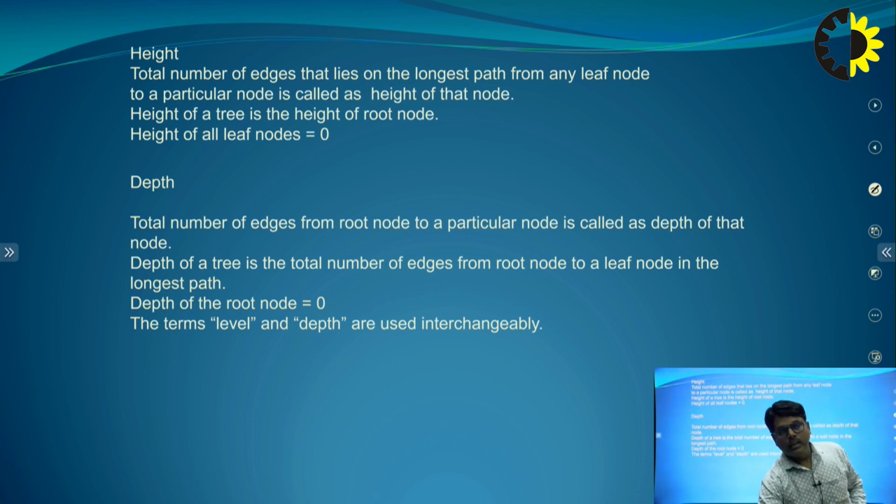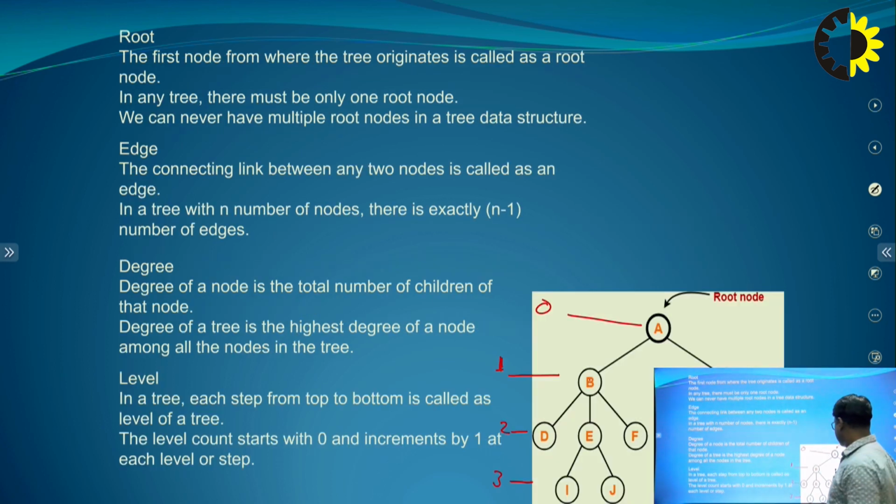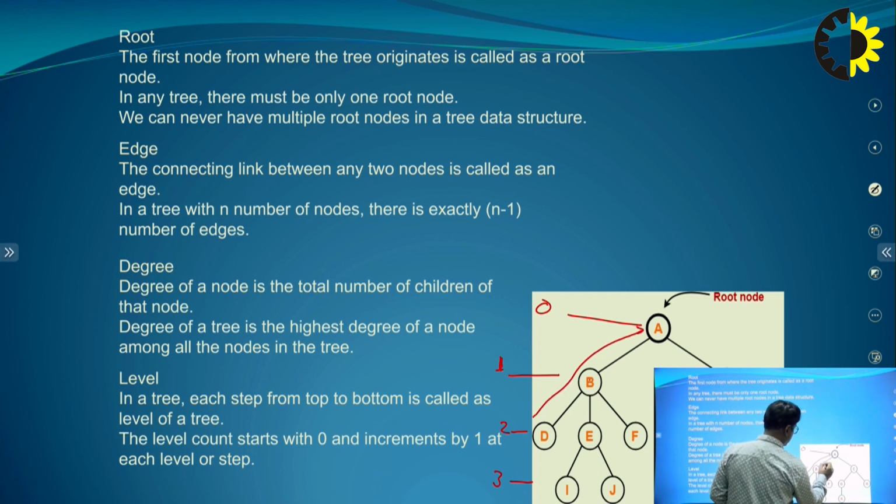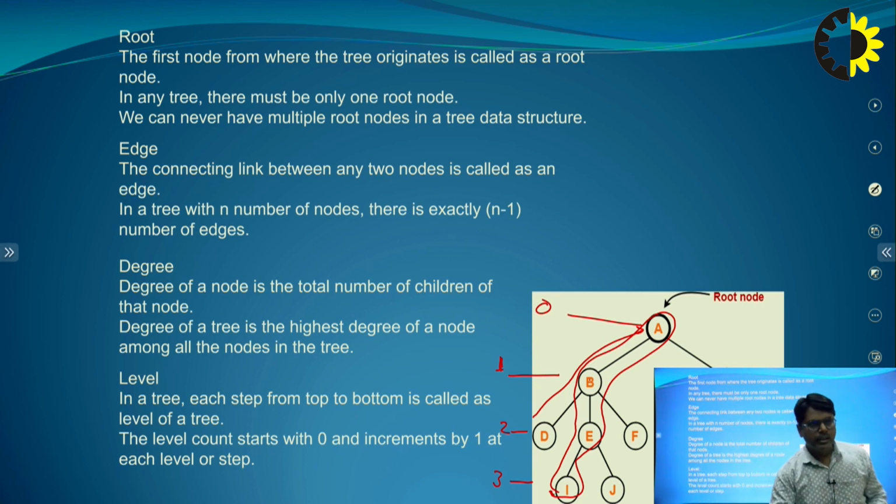Now, again, in order to find out what will be the height of this tree, see here, if you want to find out the height of this D node at level 2, we have to just follow this path from the leaf node to the root node. If I want to find out this I, this will give you the height of I. This is how we can derive height.